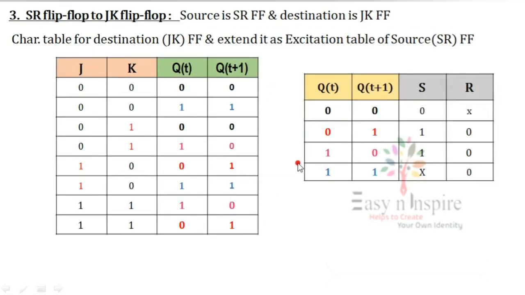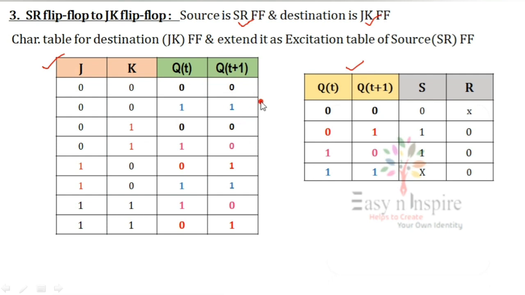This is my last conversion in today's video. So listen carefully. This is from SR to JK. In previous videos I have explained that JK flip-flop is derived from SR, but we don't know how it is derived. Here I'll explain, listen carefully. SR to JK. So source is SR, destination is JK. For the destination, the characteristic table is written, and for the source, the excitation table is written. Now combine these two. So how to combine these two?